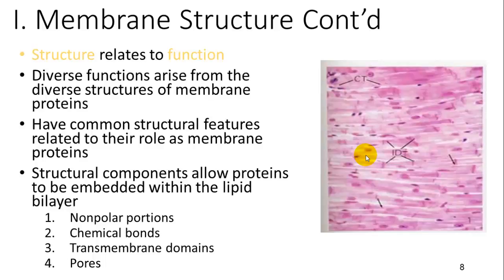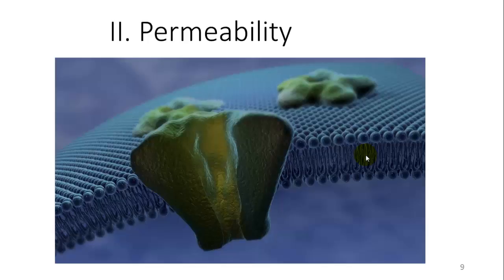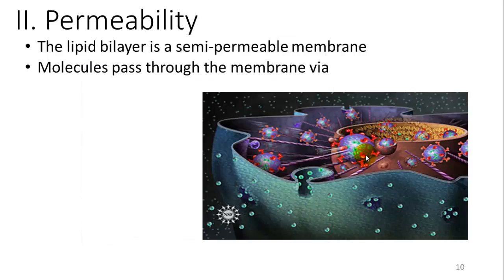All right. So that's the first part. That's talking about plasma membrane structure. The second part, we're going to talk about permeability. So what is permeability? It is the ability of substances to go in and out or through a specific area. And we're talking about the permeability then of the lipid bilayer. So the lipid bilayer is a semi-permeable membrane, meaning it lets some things through but not all things.